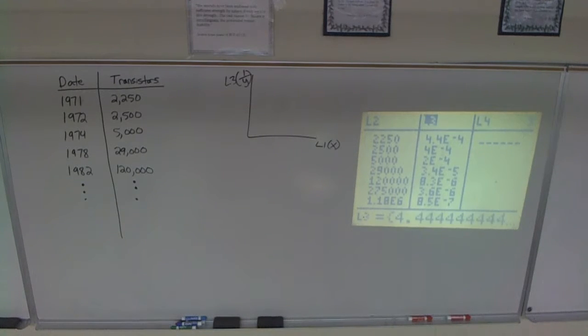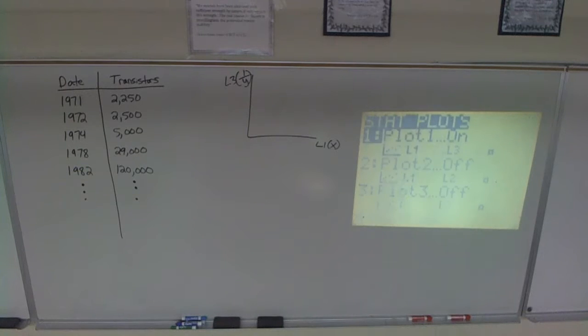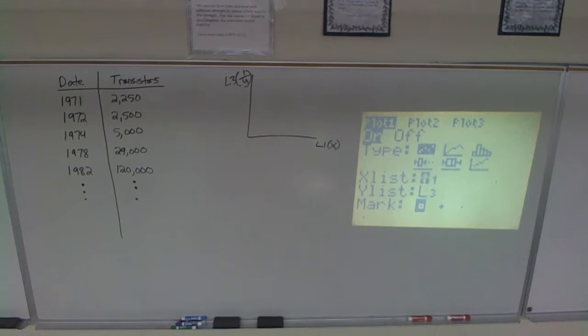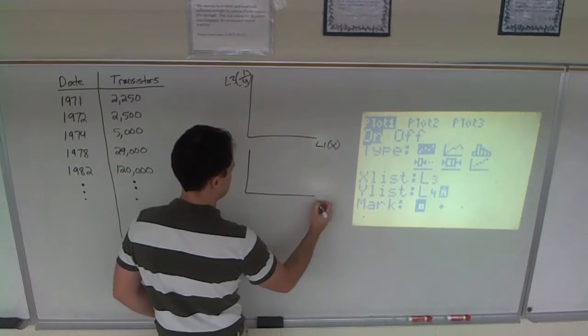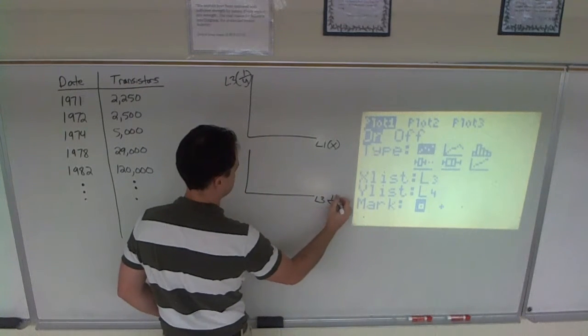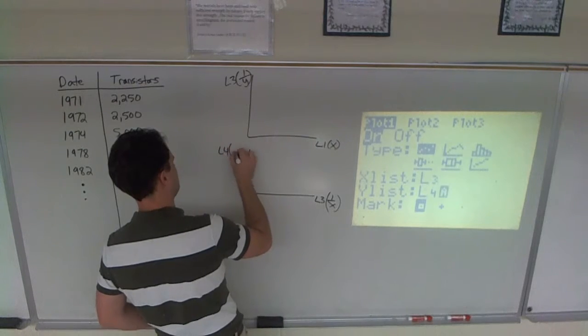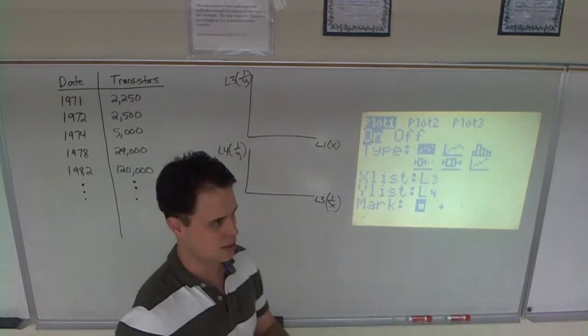So how about we clear this out. I'm going to try 1 over x and 1 over y. Just for grins, just to try it. Change my scatter plot to 3 versus 4. And I'll write that down just to keep track. I should have written this down to begin with. So list 3 is 1 over x. List 4 is 1 over y. Let's see what that looks like.